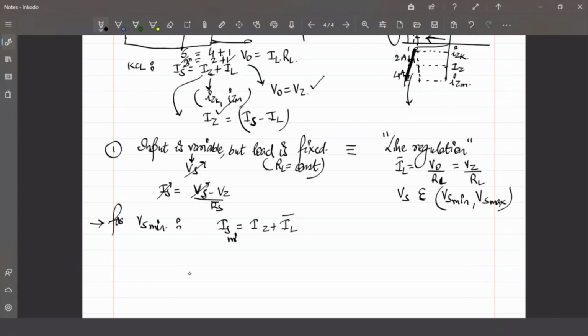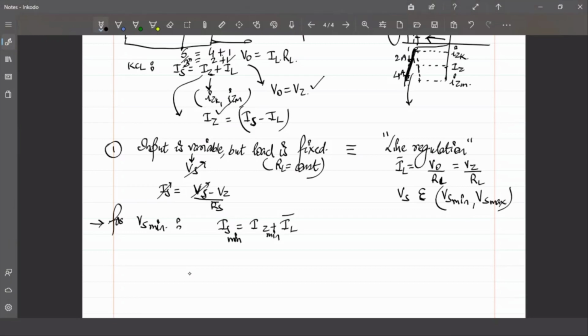Then Is minimum, if I need to find out, because Vs minimum will happen when Is is minimum, when the input voltage is minimum. Vs is variable, and at its minimum value we are finding it out. So Is minimum at that condition should be equal to the Zener diode current being minimum, because IL is fixed. As I just said, 5, 4, 1, right? In that example, 1 is fixed here. So if 5 is reduced to 3, 4 has to reduce to 2.